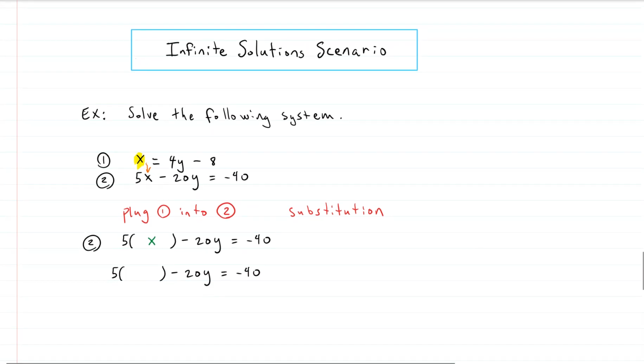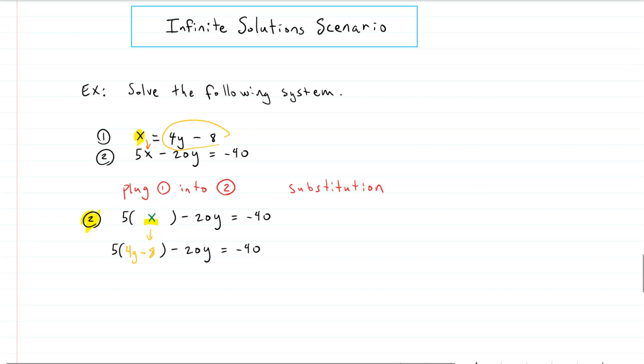So if we look down here, we have equation 2 already written. And you notice that there is an x here, 5x minus 20y equals negative 40. That's just equation 2. But instead of having an x, we're going to write what x represents in equation 1. So x represents in equation 1 4y minus 8. So let's write that down right here. 4y minus 8. And now we just have to do some algebra. So we'll need to multiply that 5 in to the 4y and to the 8, and let's see what we get.